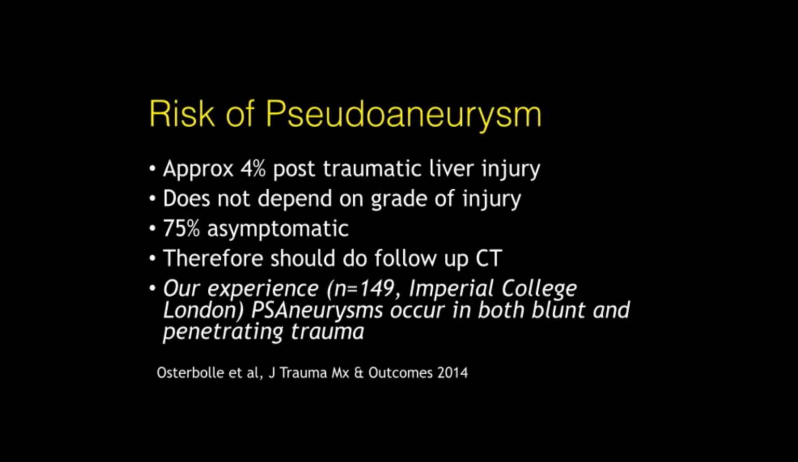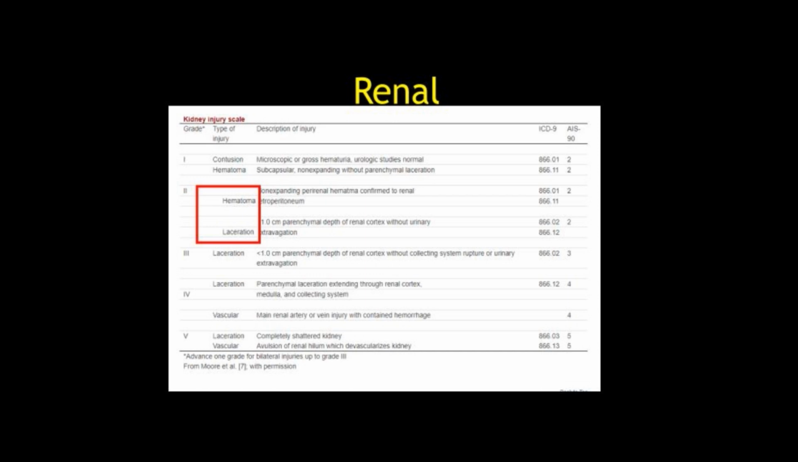So what's the risk of pseudoaneurysm? It's about 4%. And the strange thing about the risk of pseudoaneurysm is it doesn't really seem to be proportional to the grade of liver injury. And it doesn't actually seem to be more common in blunt or penetrating injury. It just seems to be a little bit random. And so the learning point is you really do have to follow up all of your liver, spleen and renal injuries, in fact, because these people will be asymptomatic until they're suddenly not asymptomatic. And basically the risk of bleeding eventually is high.